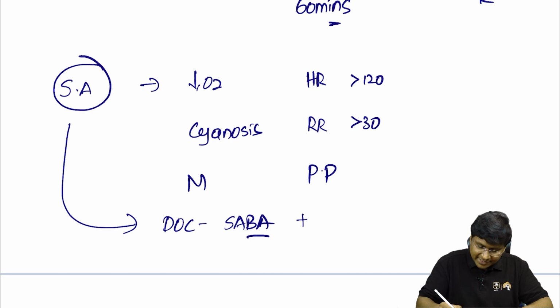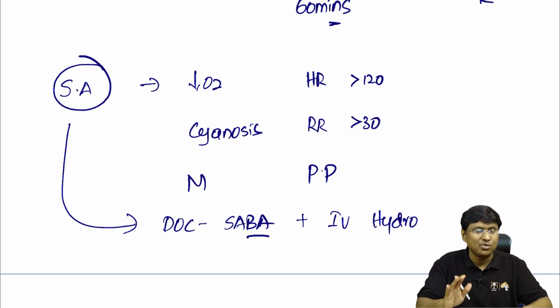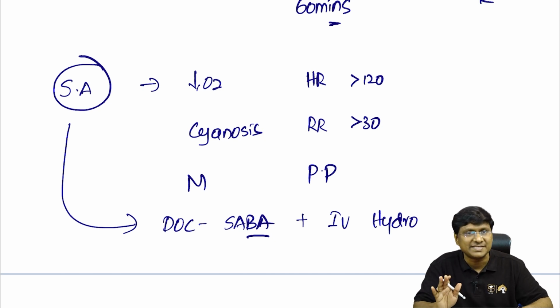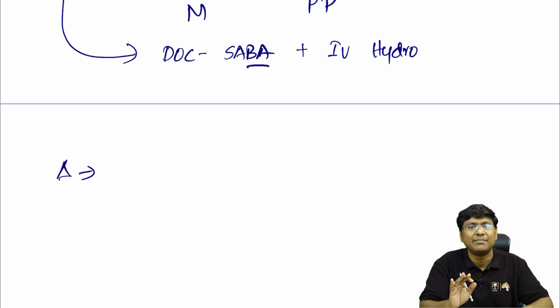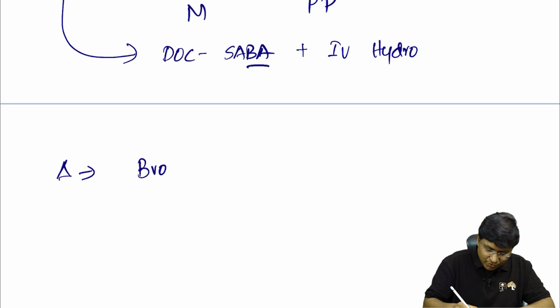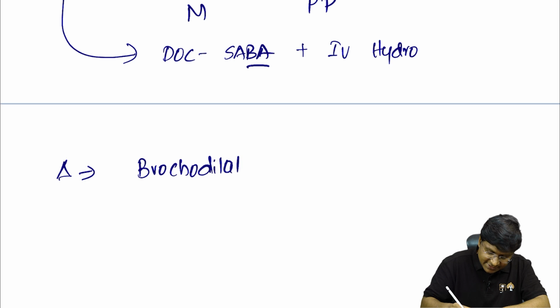Along with salbutamol nebulization, you also need to give steroids, that is, intravenous hydrocortisone should be given in case of status asthmaticus. Then how will you be able to diagnose asthma? You should be able to demonstrate the reversibility, for which you need to do what is called a bronchodilator response test.